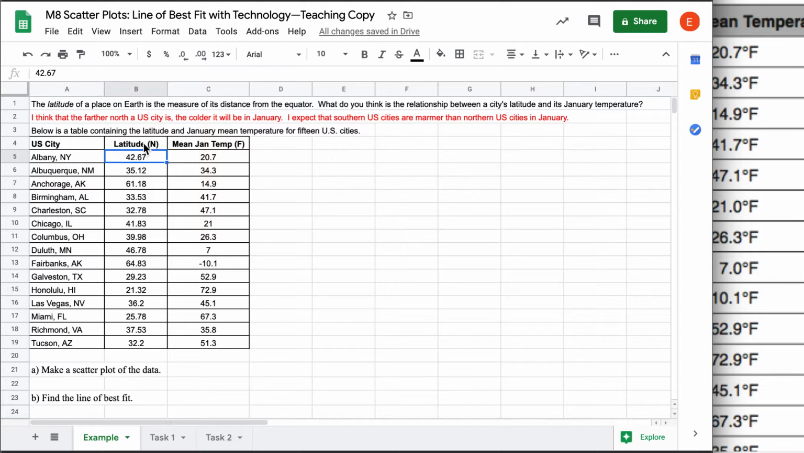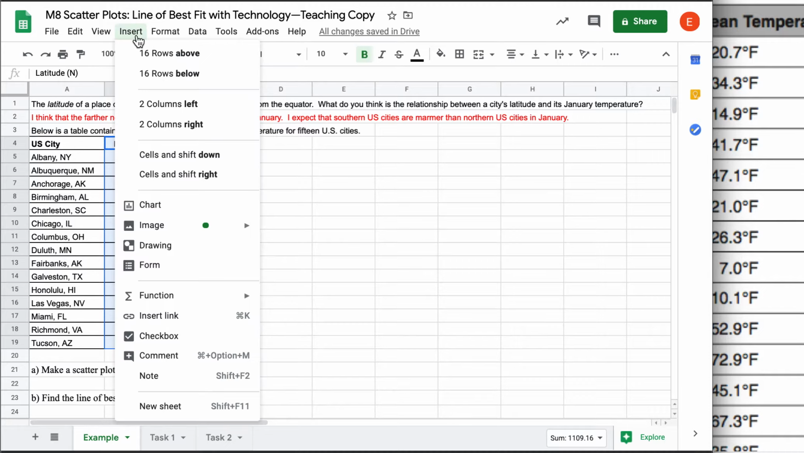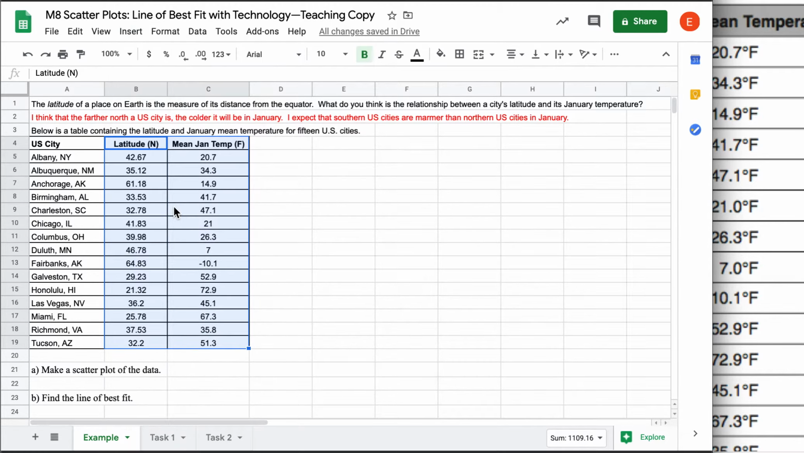To make a scatter plot, you need to highlight your data. Now if you highlight the column title as well, that will actually help. Now next, we're going to go to Insert. We're going to insert a chart. And this would be similar if you were able to do it in Excel as well. It would be a chart.